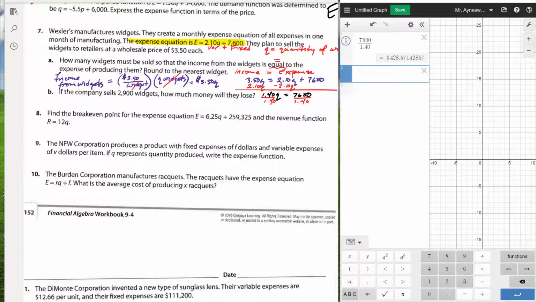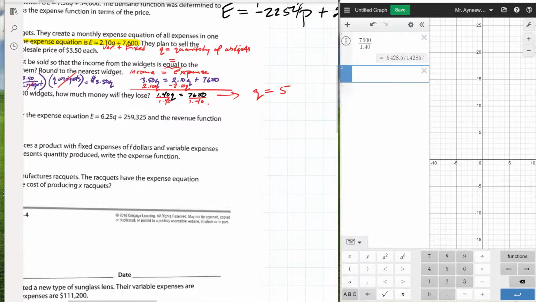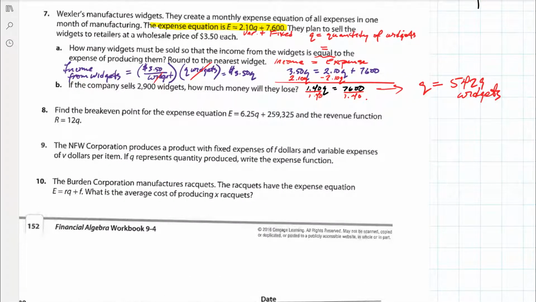Notice it says 5,428.57. We have to round up here because it says round to the nearest widget, because these are things, right? So instead of 5,428.57, we say 5,429. So Q is equal to 5,429 widgets. And there you go. That's how many must be sold. So the income from the widgets is equal to the expense. Just set them equal to each other and solve for the unknown.